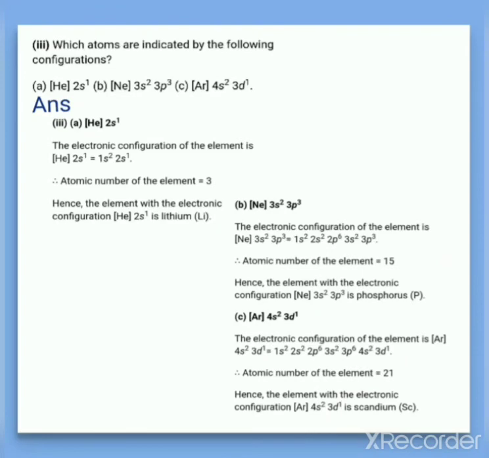So all of you note down these questions and answers in your notebook, because it is one of the quite important types of questions, and usually such questions will be asked in the exam.